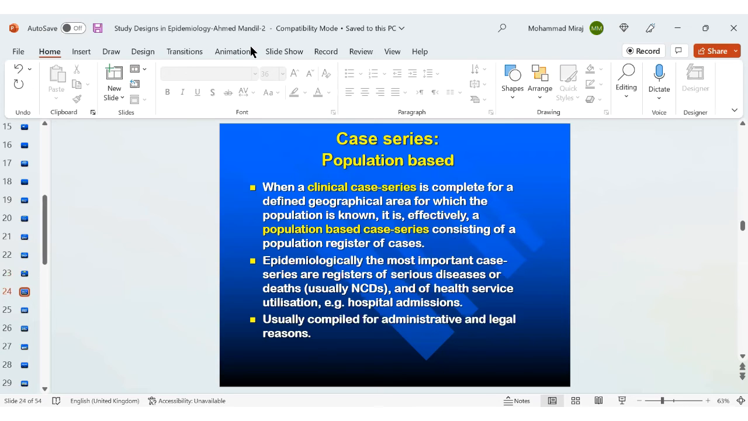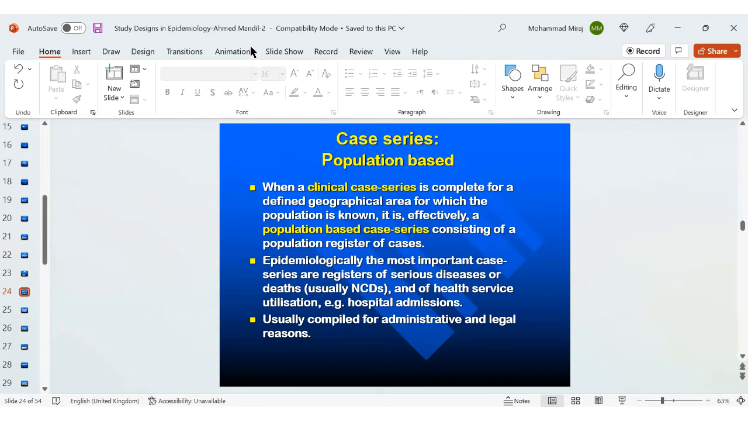And then there are population-based surveys, because I told you, in public health we basically emphasize the population of a group. Even the hospital is related with the population of a group. So in a clinical case study, when we define it in terms of a particular area or a particular population, then it is known as the population-based case series.